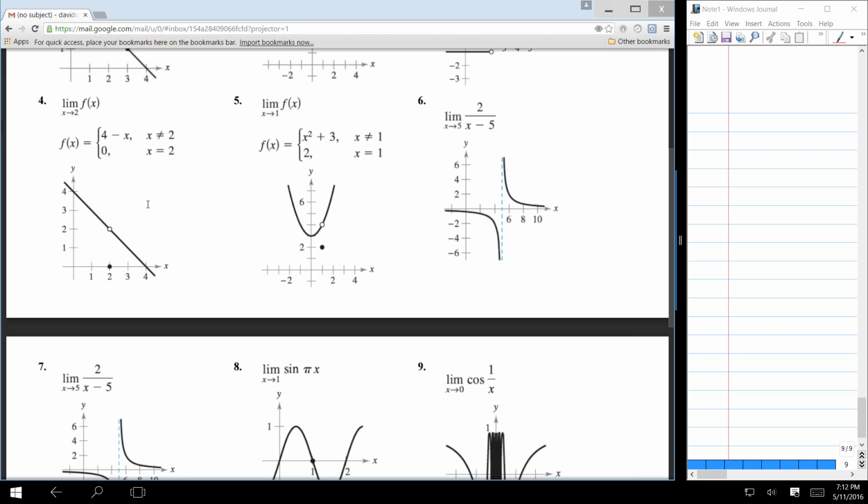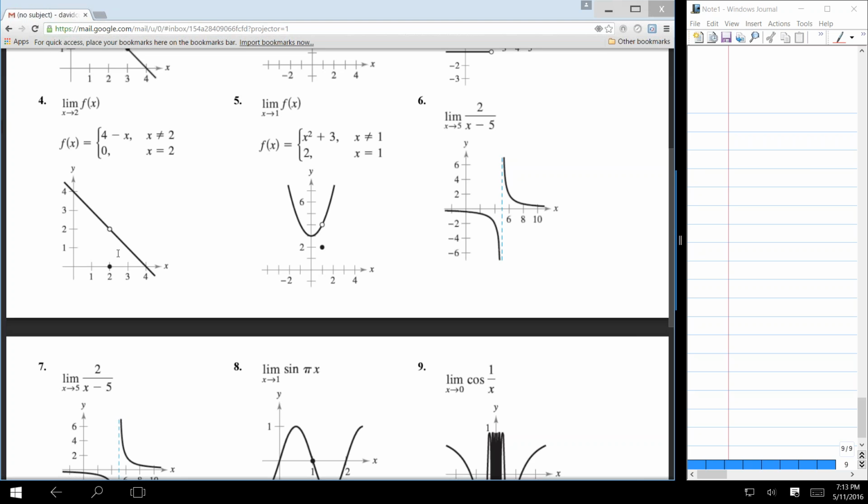What about the hole? Forget about the hole. What's the limit as we approach 2? 2. Correct. Does not matter if there's a hole there. Does not matter if f of 2 is actually 0. The fact is that the limit from the left is 2, the limit from the right is 2, therefore the limit is 2. Okay?